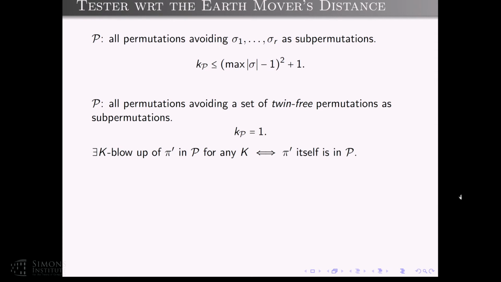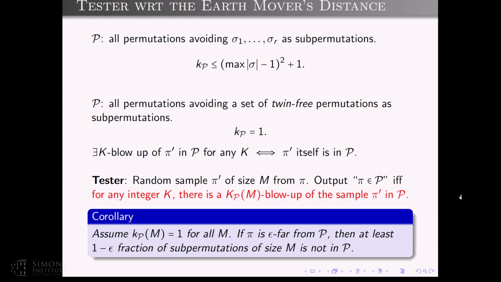So if Kp equals 1, then the tester basically says if there exists a K blow-up of the subpermutation in P for any K, this is equivalent to saying the subpermutation itself is in this property. Which means in the very nice case when Kp equals 1, we don't have to check a blow-up of the sample subpermutation. It becomes a natural tester: we just need to see whether the sample itself is in P or not. So the corollary becomes, assuming we are given the property that it avoids a set of twin-free subpermutations, which happens very often, then if pi is epsilon far away from P, then at least a 1 minus epsilon fraction of the subpermutations of size m is not going to be in this property.